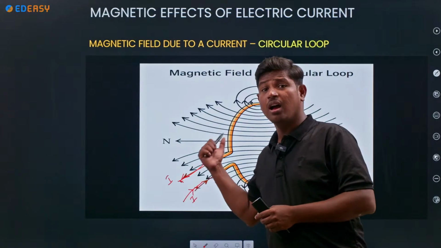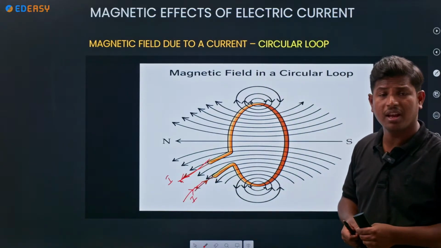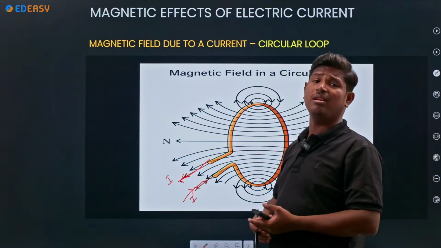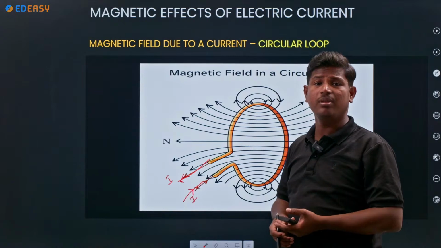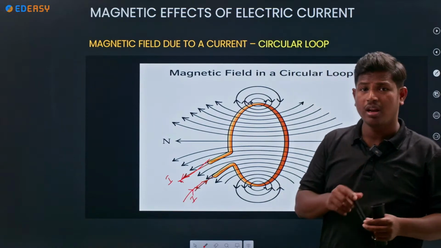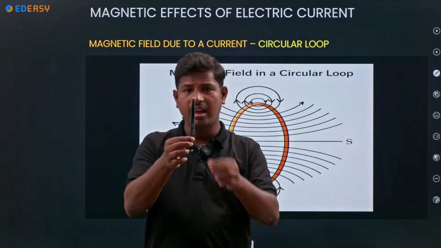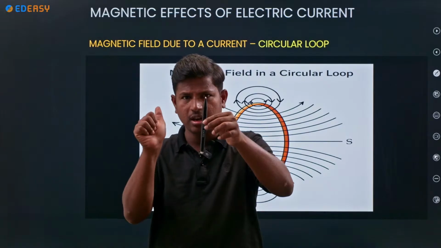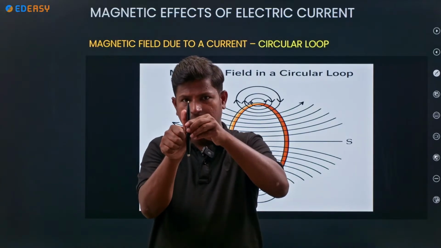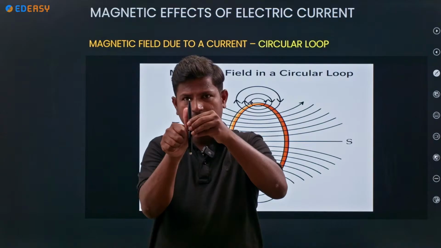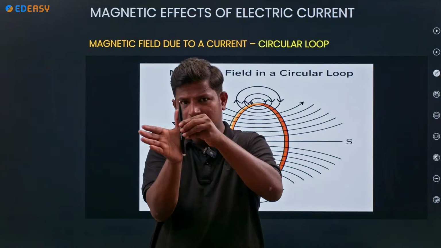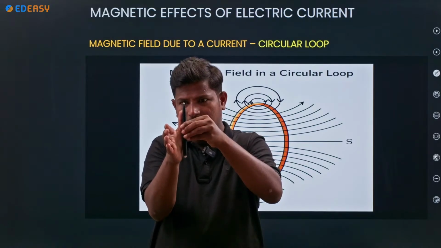And how about the current traveling through a loop? How will the magnetic field be? Remember, the current carrying conductor is straight, and the magnetic field is perpendicular, so it forms concentric circles. The conductor is straight and forms concentric circles.